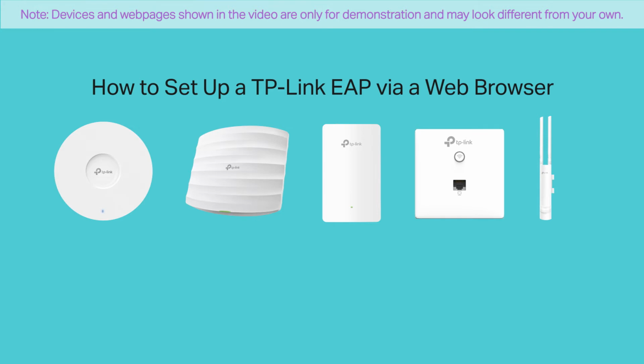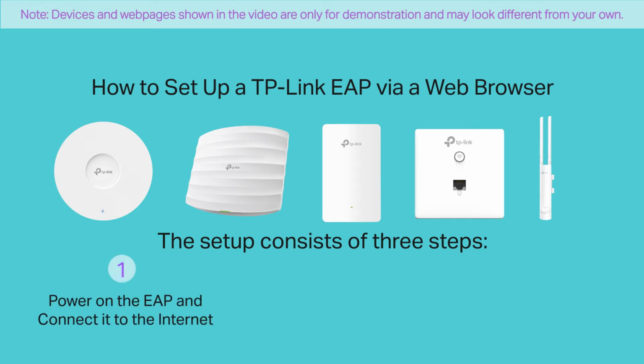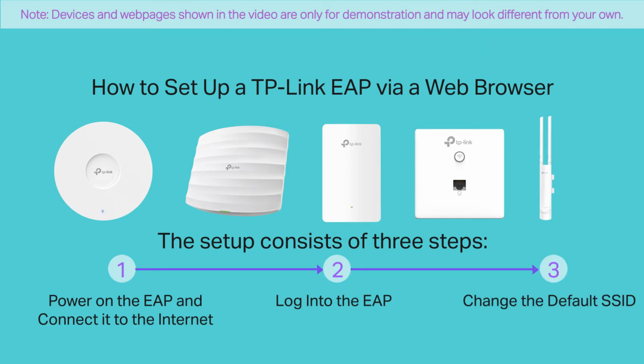Today, we'll introduce how to set up TP-Link EAP via a web browser. The setup consists of 3 steps. Power on the EAP and connect it to the internet, log into the EAP, and change the default SSID.